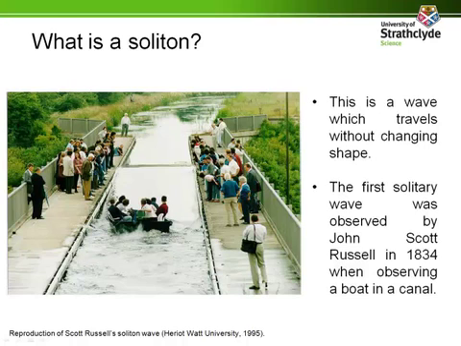He was observing a boat in a canal, and suddenly the boat stopped and all the water accumulated at the front of the boat and formed a wave, and he followed that wave for a couple of miles until he lost sight of it. But he observed that the wave just kept the same shape over miles. By this time he called that a wave of translation. The picture shows the reproduction of what John Scott Russell saw back in 1834, done in Scotland in 1995.